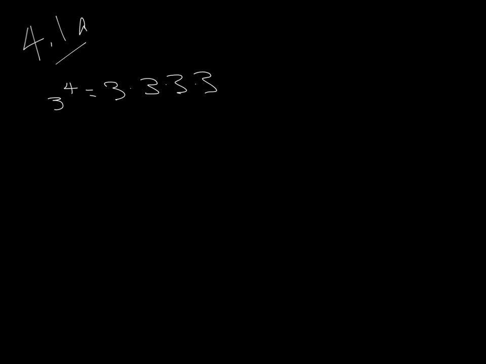So we get, you can do this any way you want. A lot of people just start and go 3 times 3 is 9, times 3 is 27, times 3 is 81. Or they'll do 3 times 3 is 9, 3 times 3 is 9, 9 times 9 is 81. So whatever way works for you, that is great.